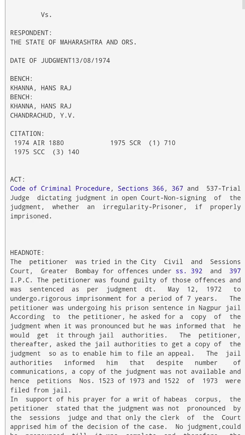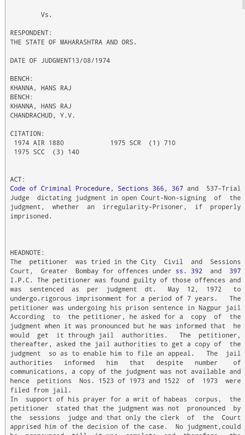The jail authorities told him he would get the judgment copy, but they never gave it to him. 5. The petitioner's problem. The petitioner couldn't file his appeal because he didn't have the judgment copy. Without the judgment, he had no way to show the higher court what the lower court decided and why he thought the decision was wrong.